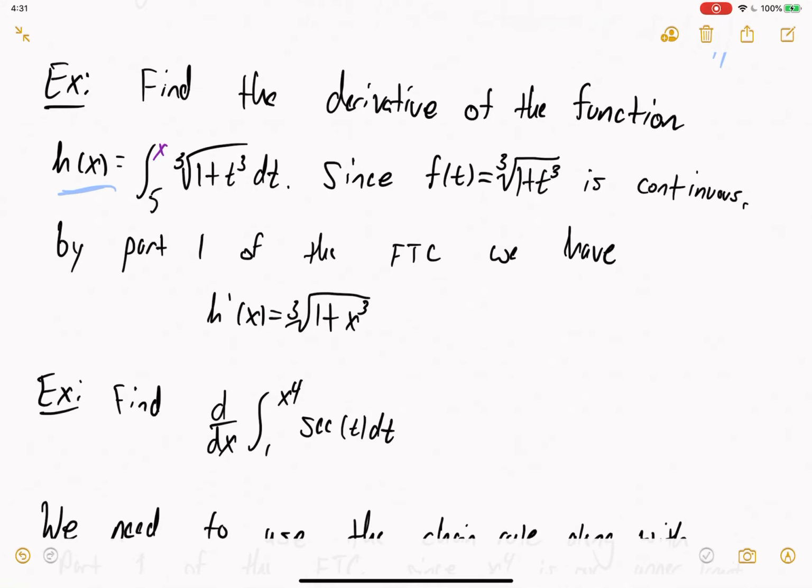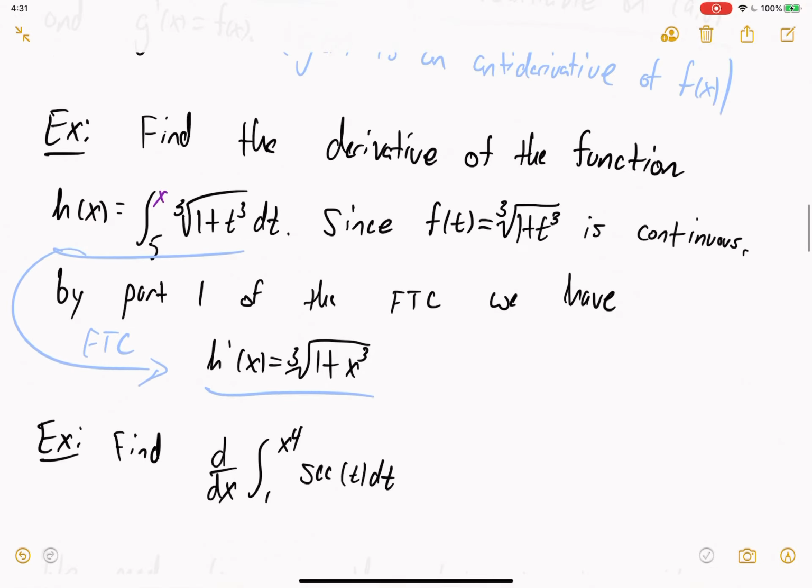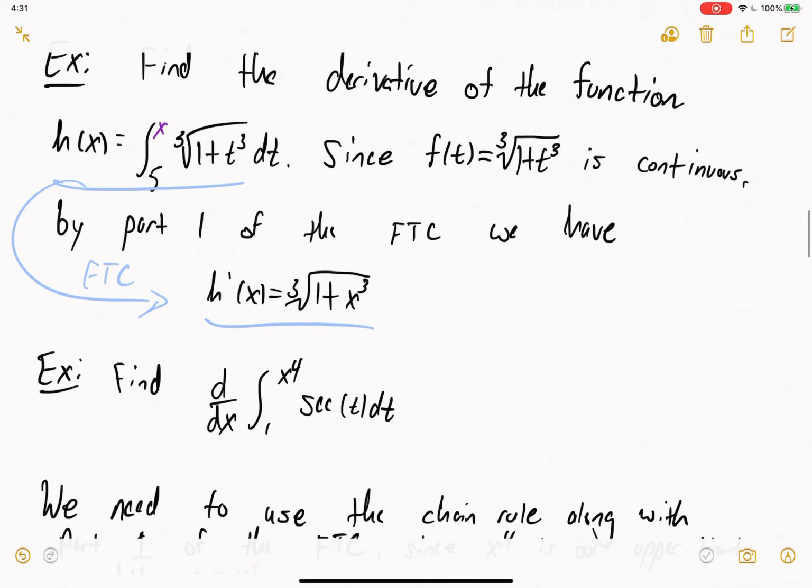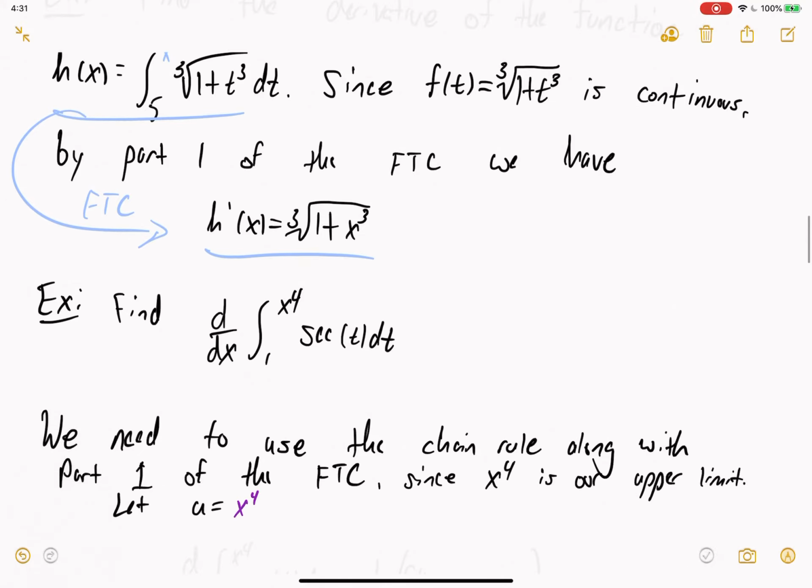So by part 1 of the fundamental theorem of calculus, we have h prime of x is equal to the cube root of 1 plus x cubed. So if our h is defined this way, then by FTC we get that. So far that's nice, but we could actually generalize that a bit more. Instead of integrating to just x, we could integrate to another function like g of x, for example. In this case, it still works the same.